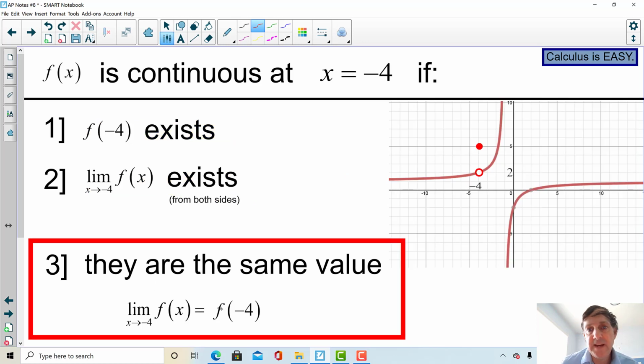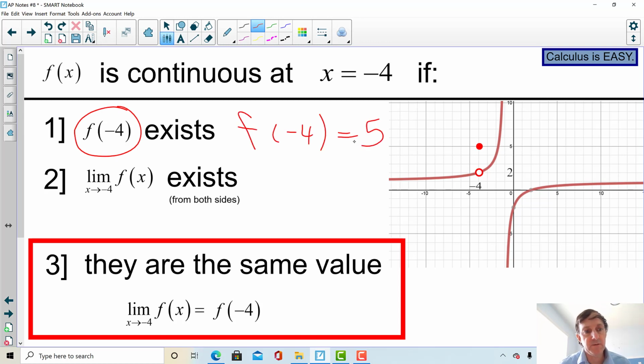Is f of x continuous at x equals negative 4? Again, we check the first condition. Does f of negative 4 exist? Yes, it's equal to 5. Does the limit as x goes to negative 4 of f of x exist? Yes. The limit from the left is 2. The limit from the right is also 2.